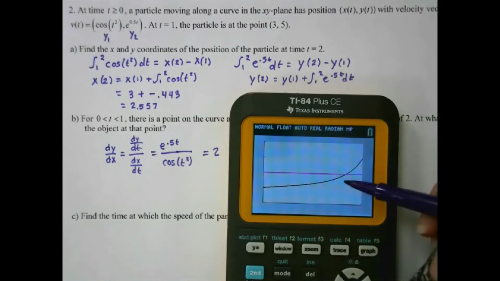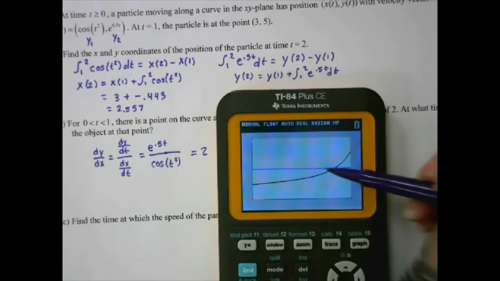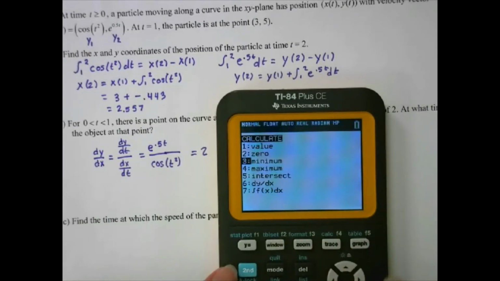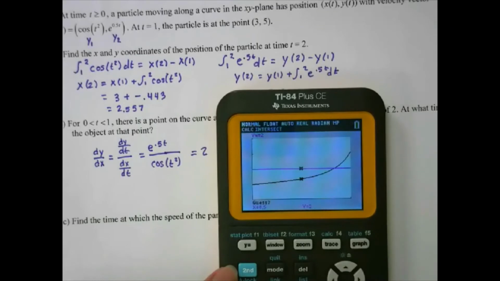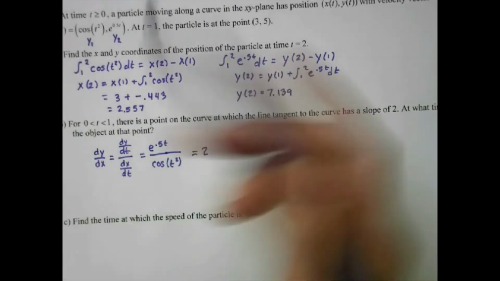Okay, so there is a point where the slope is equal to 2, and that's going to be right there. So you're going to calculate the intersection. Enter, enter, and you can guess, or you can just hit enter. And we get 0.840.